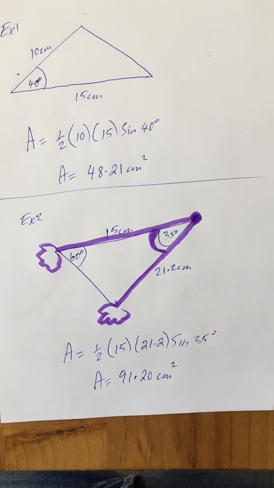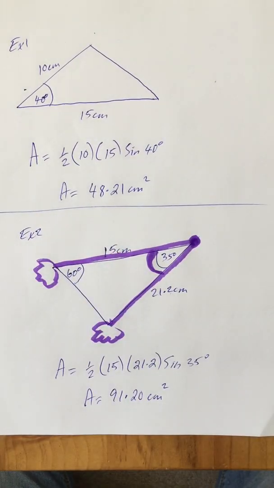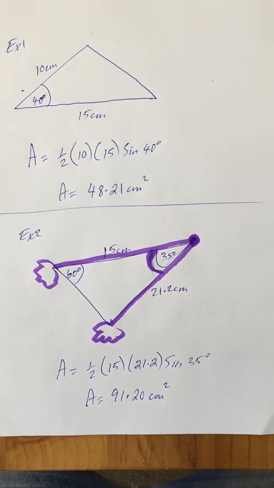So there you have it. That's how to use the area formula in trigonometry. It's half multiplied by one arm multiplied by the other arm multiplied by the sine of the angle between the arms. So the angle must be between the two arms, like so. In the next video, I'll show you one or two more examples.